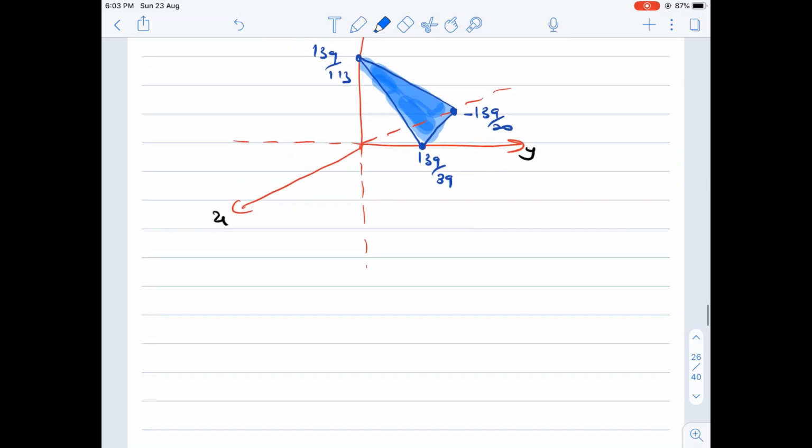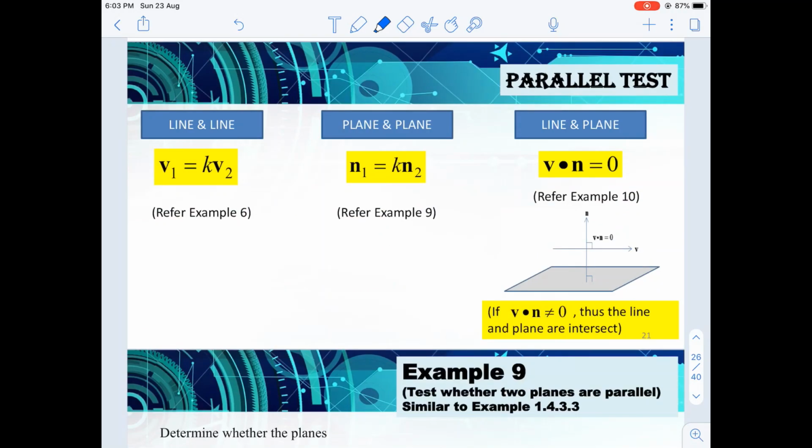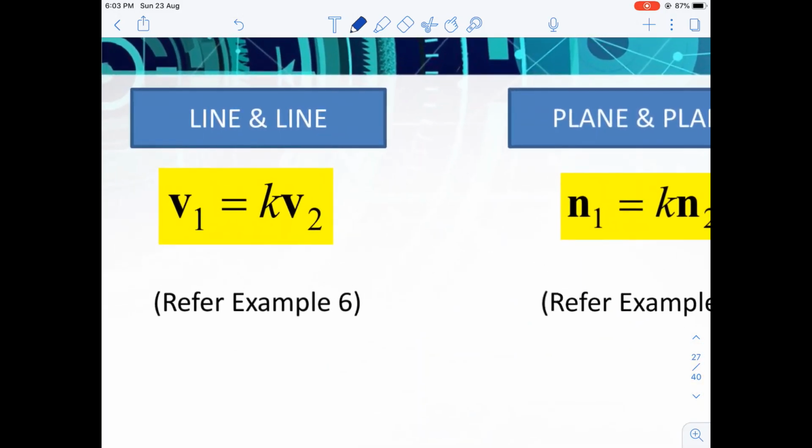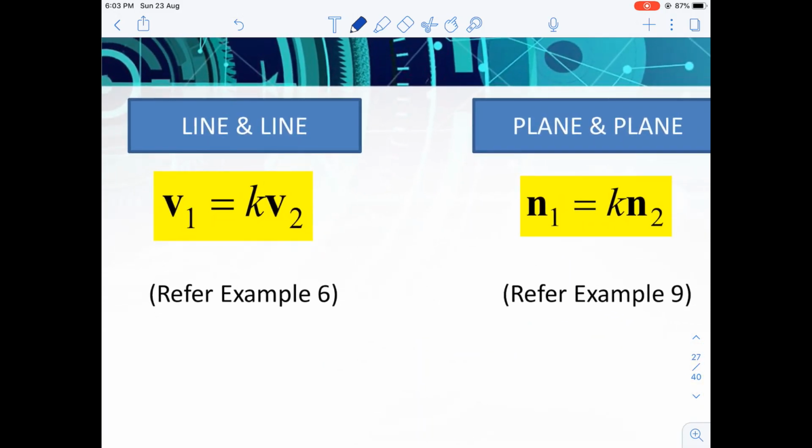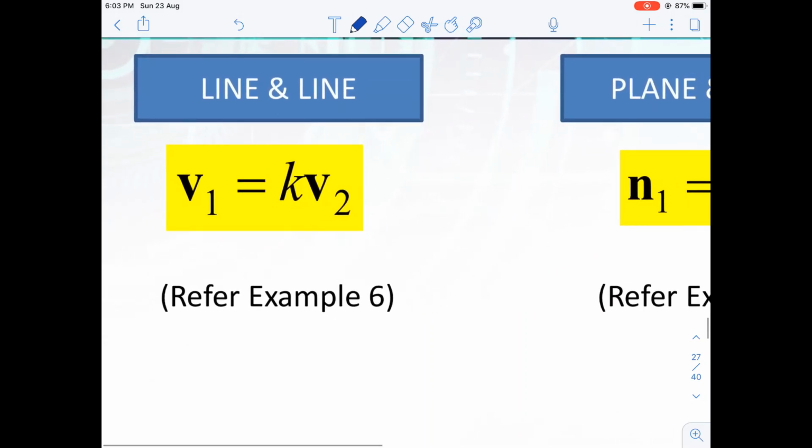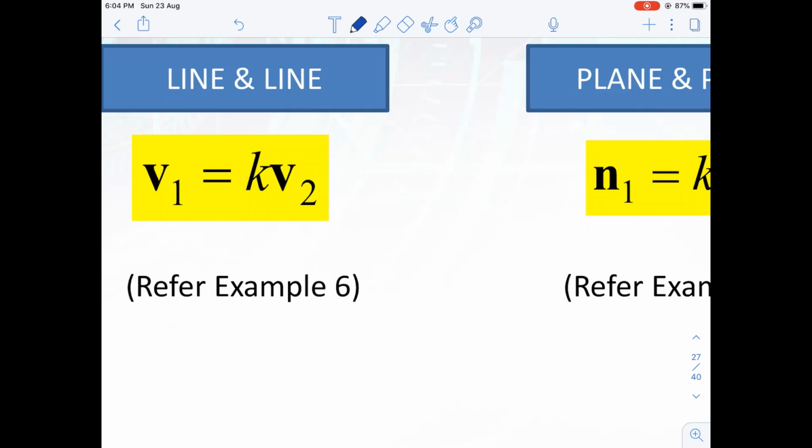Okay, that's it. So next, parallel test. So we will have three situations for parallelity. The first case is for line versus line, and this is the formula. In order to determine whether the two lines are parallel, we need to find a value of k such that v1 is equivalent to kv2. K is any constant.